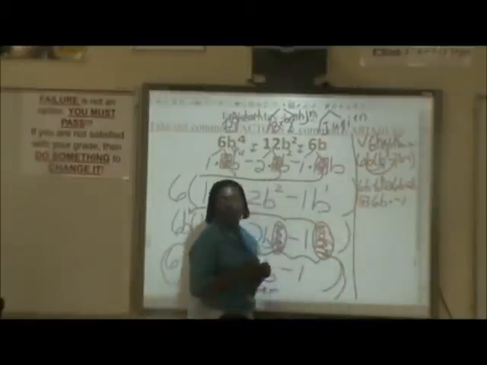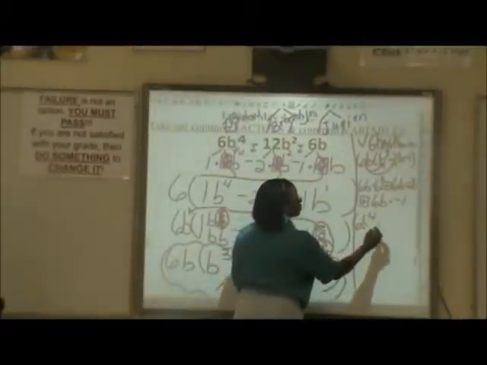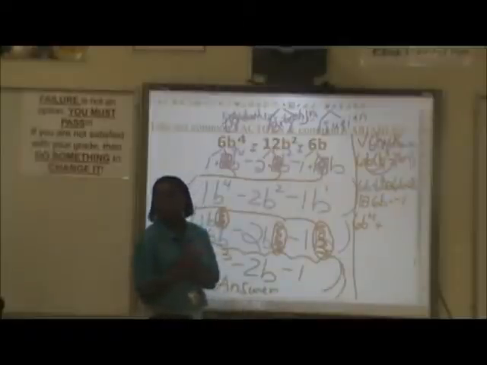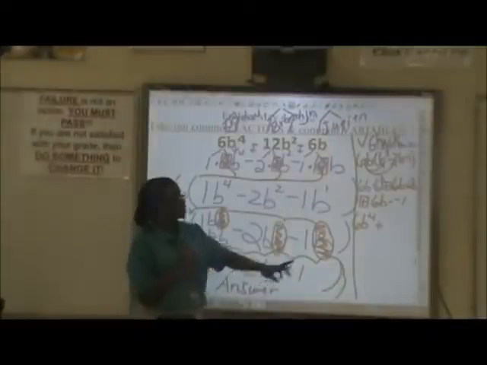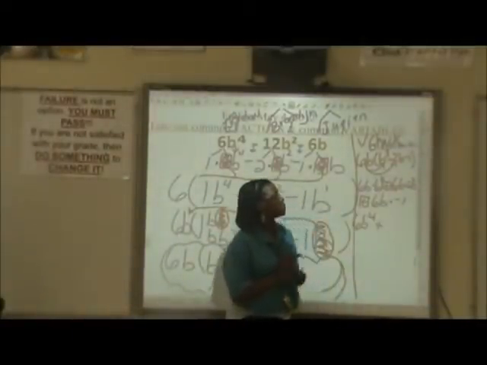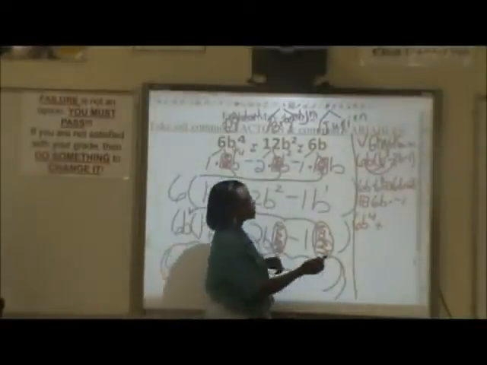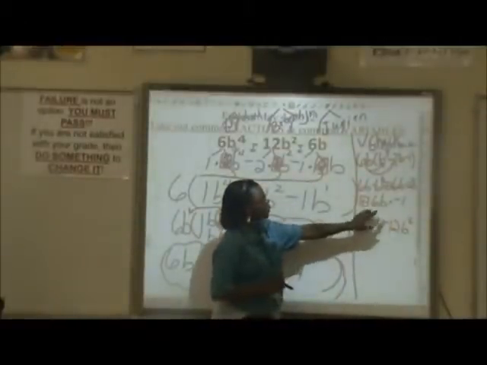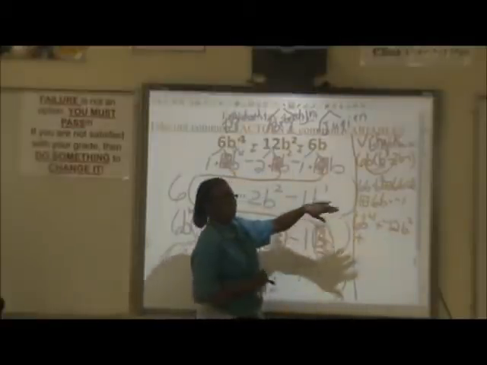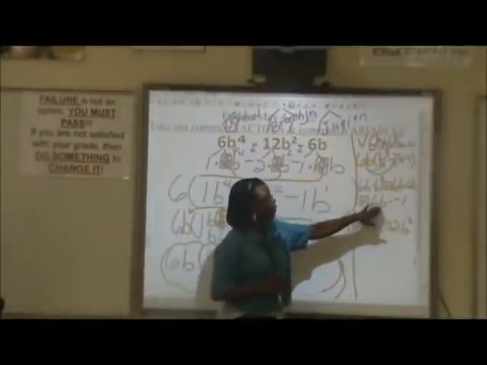What is 6B times B cubed, Jordan? 6B to the 4th. 6B to the 4th plus what? When we multiply these two, what do we get? Negative 12B squared. Yes, negative 12B squared. And what we get here when we multiply these, Brandon? When we multiply these, now what do we get?